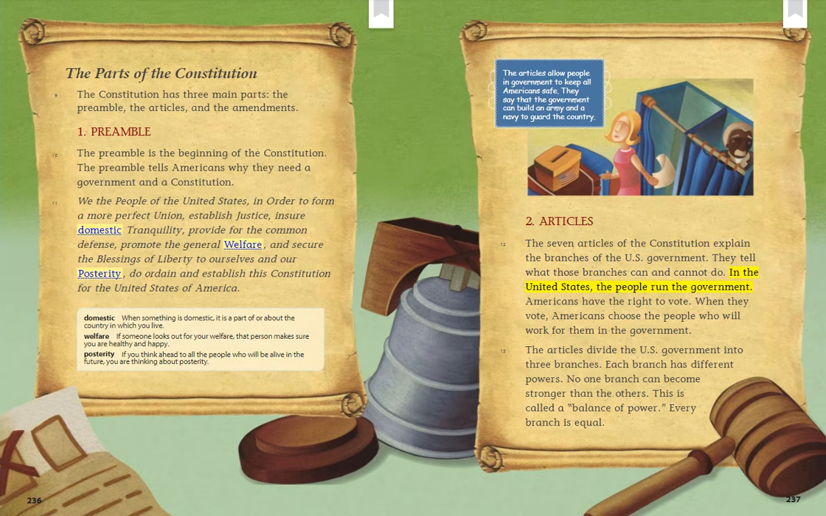In the United States, the people run the government. Americans have the right to vote. When they vote, Americans choose the people who will work for them in the government. The Articles divide the U.S. government into 3 branches. Each branch has different powers. No one branch can become stronger than the others. This is called a balance of power. Every branch is equal. The Articles allow people in government to keep all Americans safe. They say that the government can build an army and a navy to guard the country.